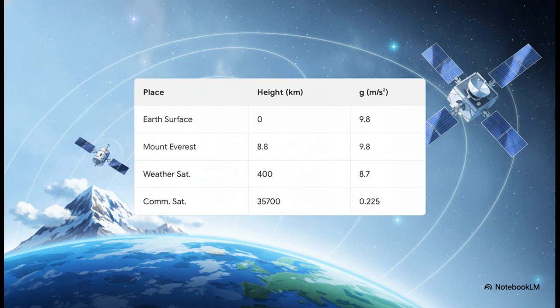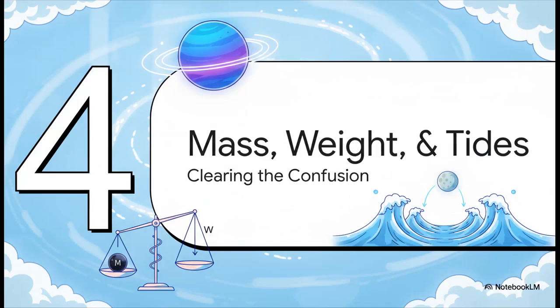But launch a weather satellite 400 kilometers up, and gravity weakens down to 8.7. Go all the way out to a communication satellite at an altitude of 35,700 kilometers, and little g completely plummets to just 0.225. Thanks to that inverse square law we looked at earlier, the further out you go, the dramatically weaker Earth's grip becomes. Which leads us perfectly into Chapter 4, Mass, Weight, and Tides.